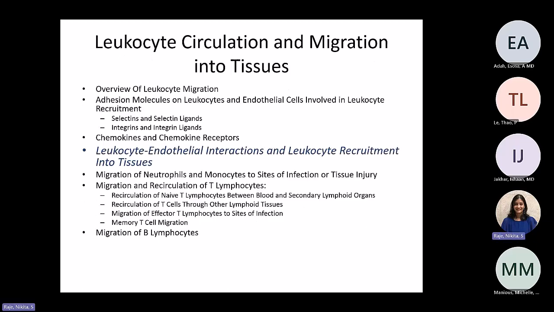All right, moving on. So we learned about the different molecules that are involved in migration and circulation. Now we want to look at those interactions on how that migration occurs.